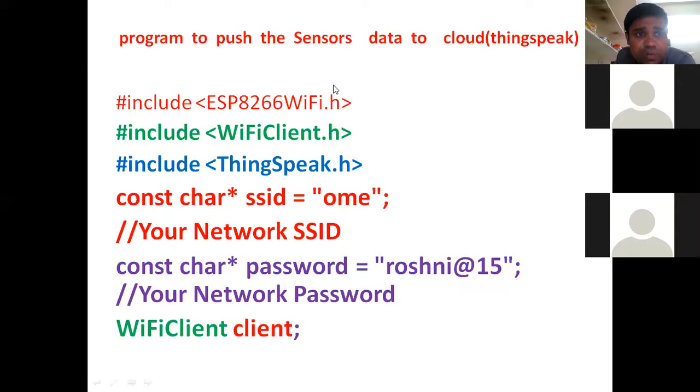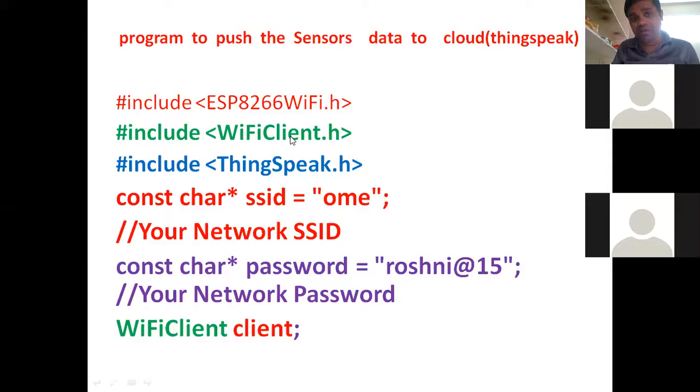Next, the program to push the sensor data to the cloud. First, we are using header files. #include ESP8266WiFi.h. This library is mainly used to initialize the ESP8266 Wi-Fi commands. Next one is WiFiClient.h. Suppose the ESP8266 Wi-Fi module is there.